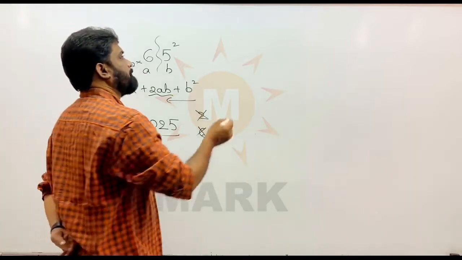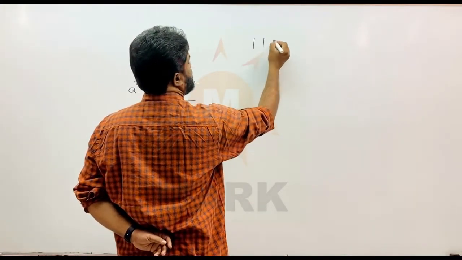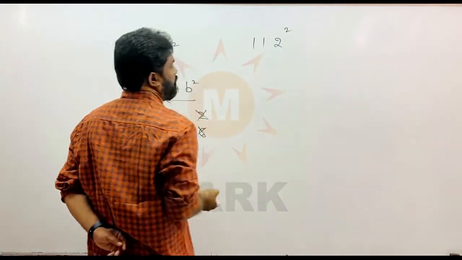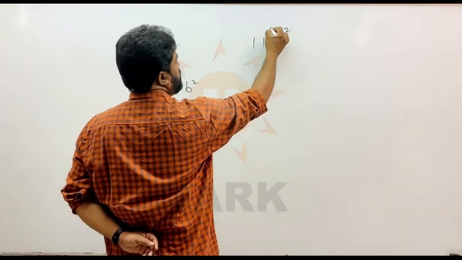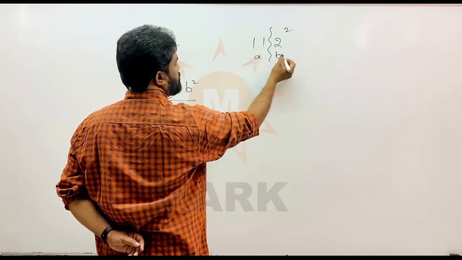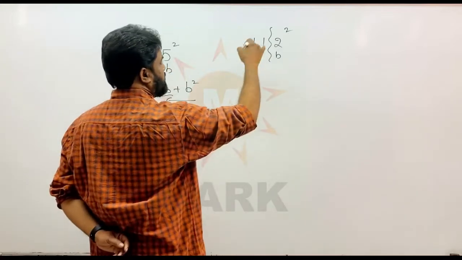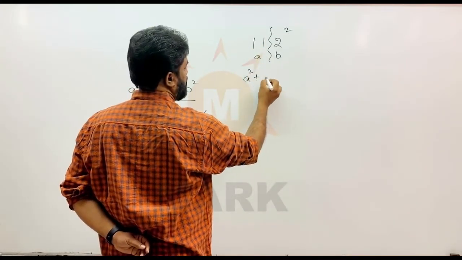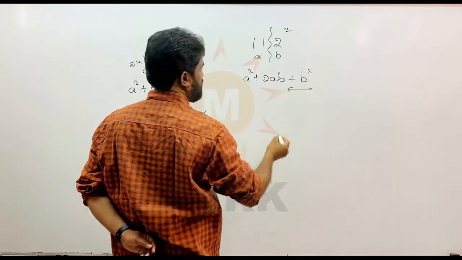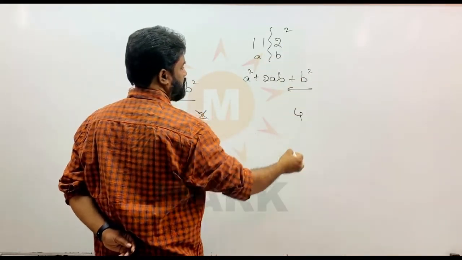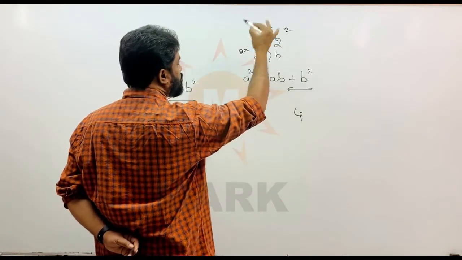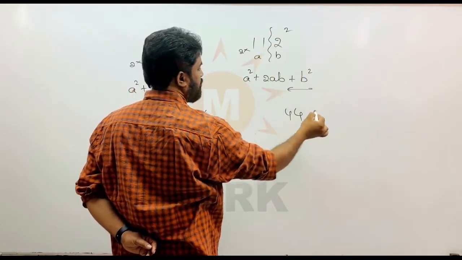Just now I said I will take a 3-digit number. Let us take 112 whole square. You take this units number as b and the remaining 2 digits as a. So b is equal to 2 here, a is equal to 11 here. So I am taking a square plus 2ab plus b square, going in the reverse order. b square means 2 square, that is equal to 4. So 2ab means 2 11s are 22, 22 2s are 44, that is 4 and 4 here.